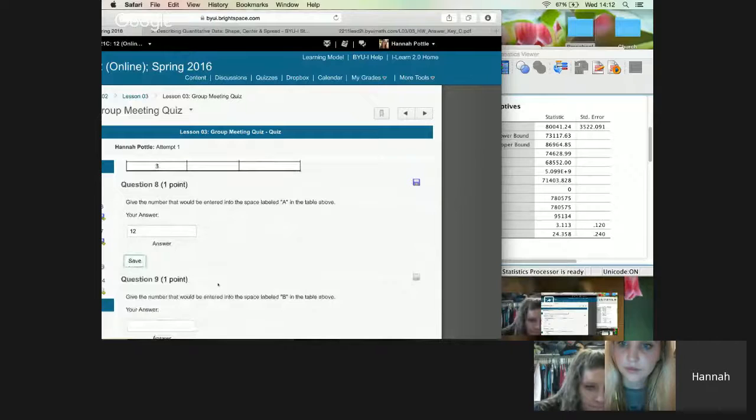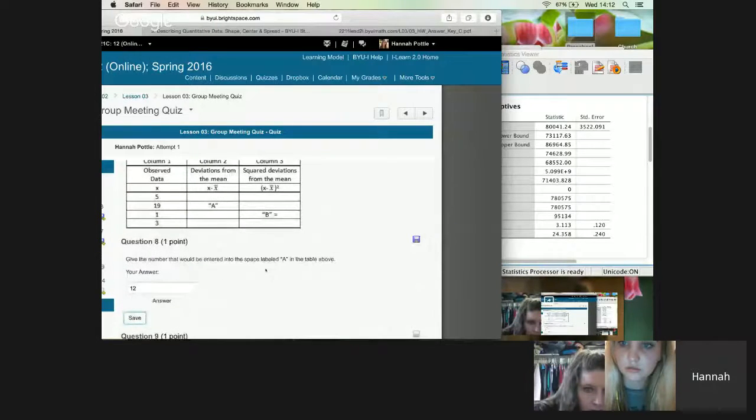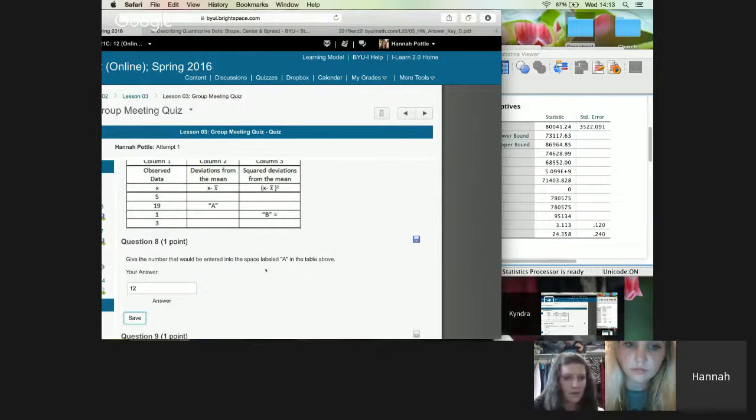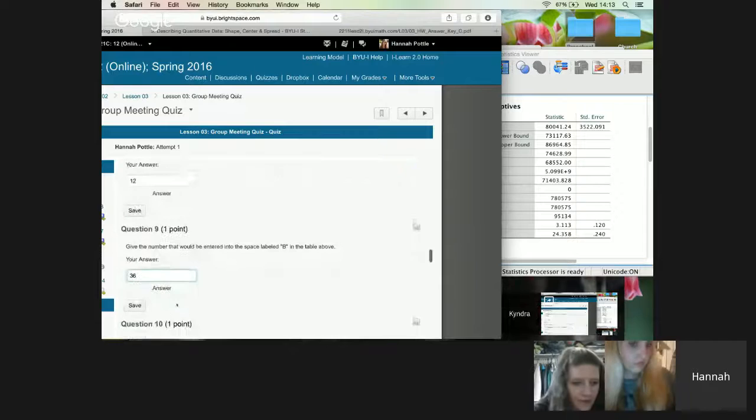So the next one is what would be in the space labeled B. So that would be 1, take away 7, which is minus 6, times minus 6, which is positive 36? Yeah. Or is it 36? Yeah, positive 36, right? Yeah, that's what I got.